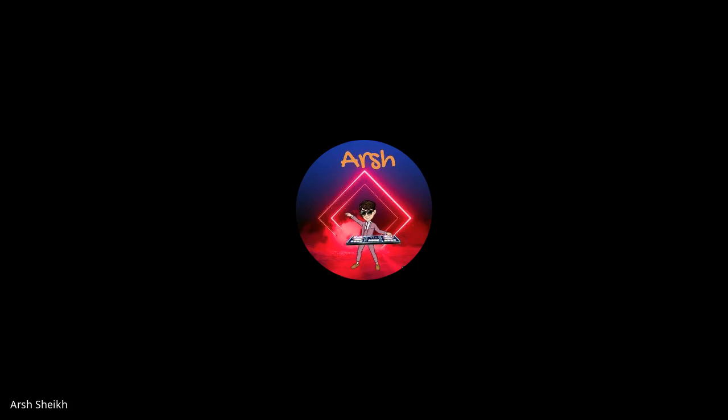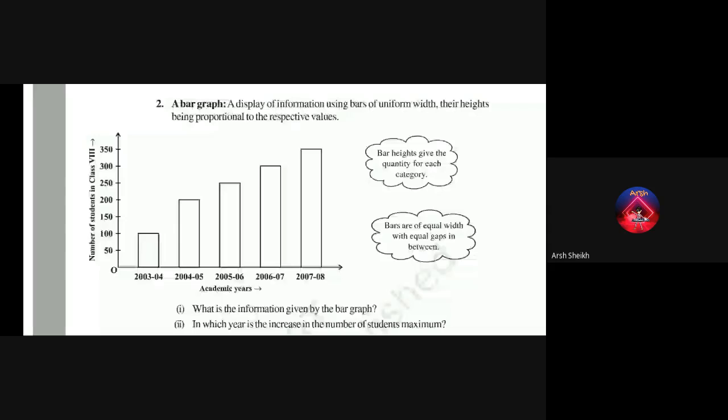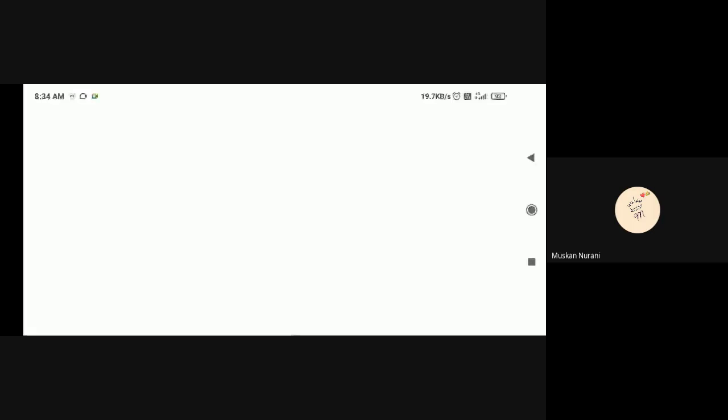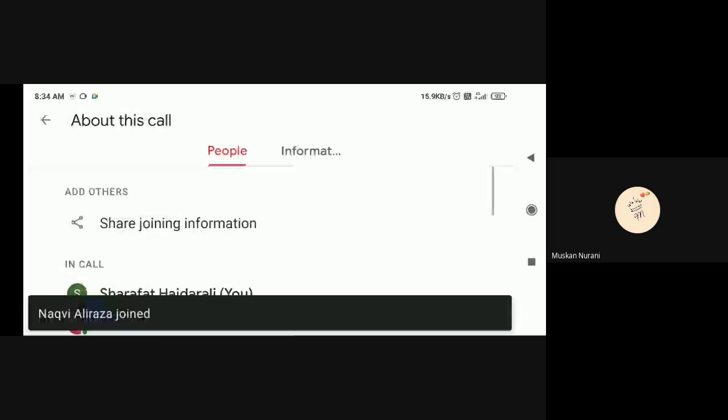Boys, hello? Where are you, boys? Yes, sir. All the bars are separated, but in a histogram, all the bars are joined. Okay?